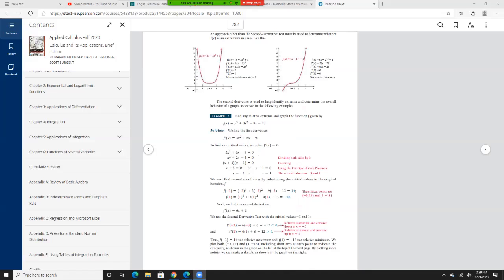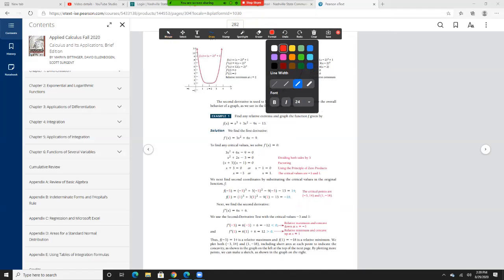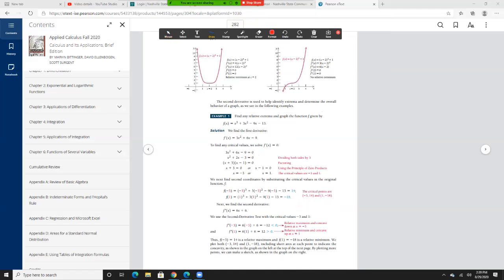Let's take a look at example number 1. It says find any relative extrema and graph the function f. Okay, so this is our function. And again, if I were you, I would go to Desmos.com and I would type this graph in and take a general look at it. If you take the first derivative, you get 3x squared plus 6x minus 9. That's just power rule.